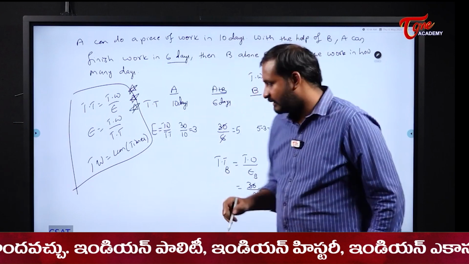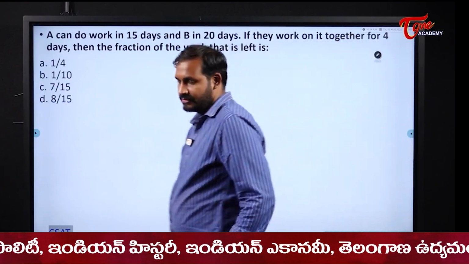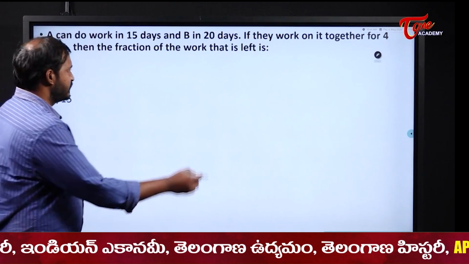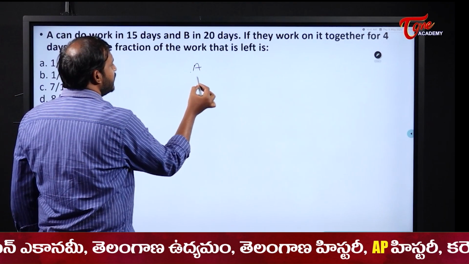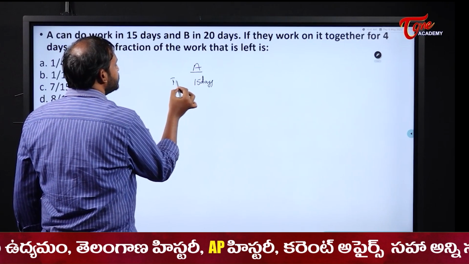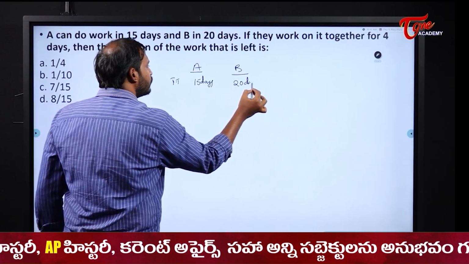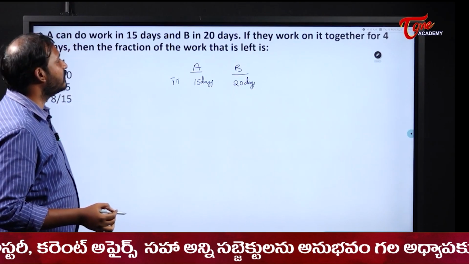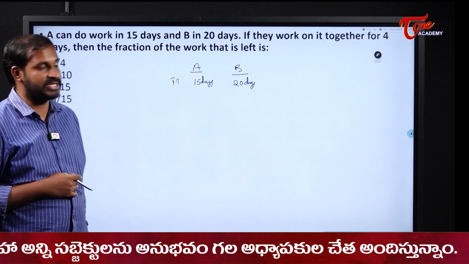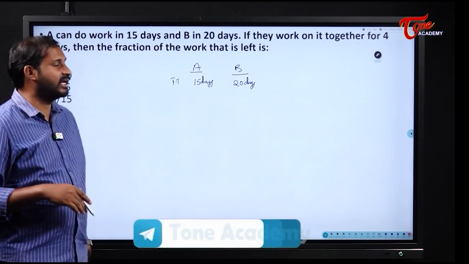Okay, right. Next, we will see some examples, students. Now see here. A can do a work in 15 days and B in 20 days. A can do the work in how many days? 15 days. Time taken by A is 15. And B can do the work in how many days? 20 days. Now, if they work on it together for 4 days, this is a condition, students. Actually, they are not completing the work. Then the fraction of work that is left is.